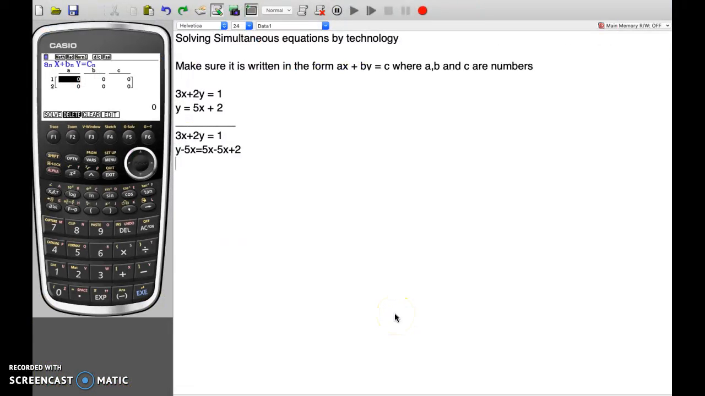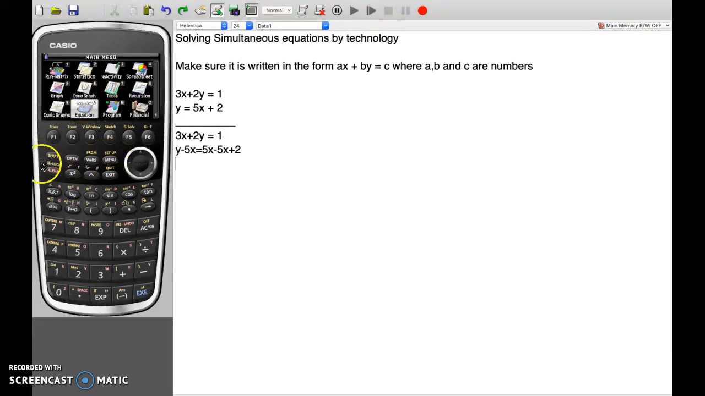Hi people, this is the last video on simultaneous equations and it's on solving simultaneous equations using technology. To solve simultaneous equations using technology, you use your graphics calculator.